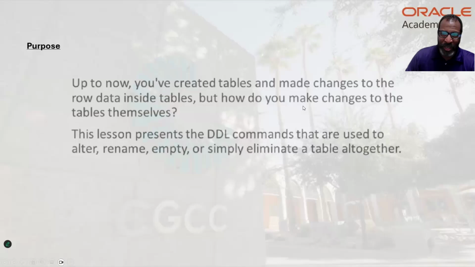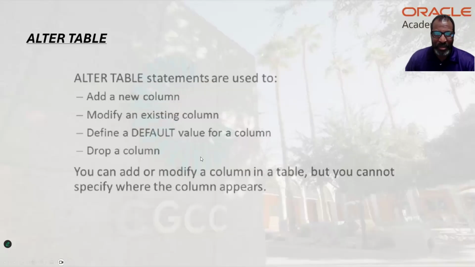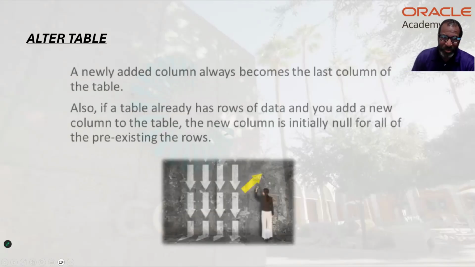Up to now, we've created tables and made changes to the row data inside tables, but how do we make changes to the tables themselves? Very important question. How do we make changes to the tables? All right, alter table. The alter table statement is the one that you use to make changes. You can add new columns, you can modify an existing column, you can define a default value for a column, or you can even drop a column using the alter table command. So it is basically used to modify a table.